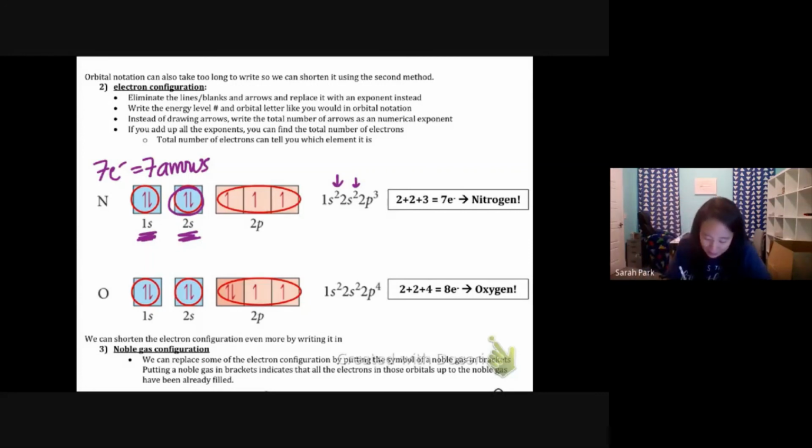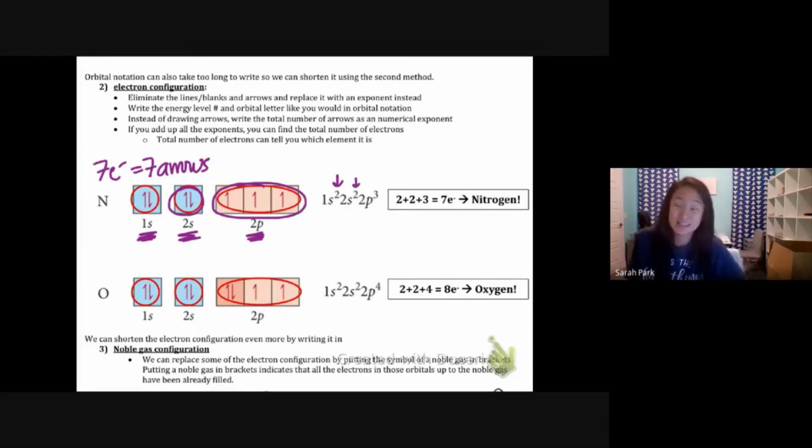Then what's the next level? The next level is 2p. So in 2p, how many electrons can fit in all of 2p? It's asking how many electrons total live in the entire house. In the entire house of 2p, there are 3 electrons living in that house. How you can tell that this is correct is if you count up all the superscripts, they should equal the number of electrons of that element. So 2 plus 2 plus 3 equals 7 electrons, then you know it's nitrogen.